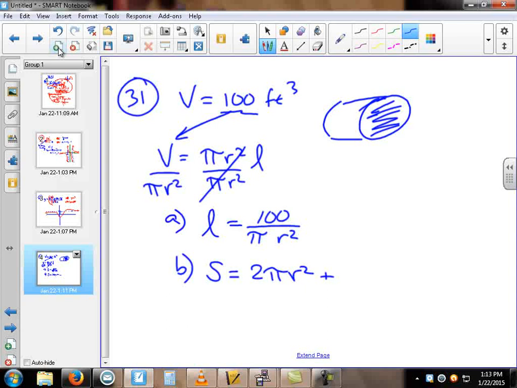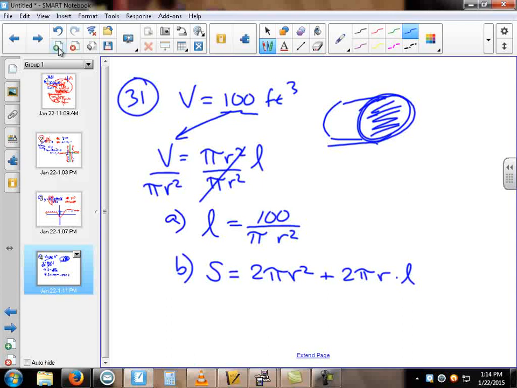And the side as it goes around is the circumference, the distance around, times the length of the bail, or the height of the bail. And the circumference is always pi times d, or 2 pi r, so 2 pi r times L. So 2 pi r L.